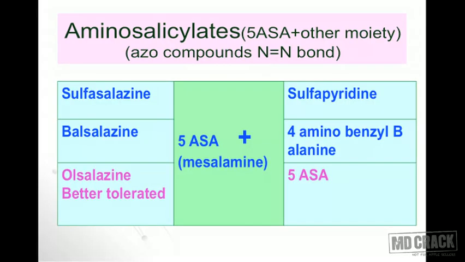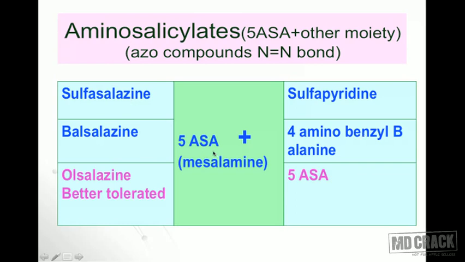Let's have a look at this table. What are the compounds which are used? The first column is showing you sulfasalazine, then balsalazine and olsalazine. And I've written here olsalazine is the better tolerated agent out of these three agents. What is shown in the second and third column is this sulfasalazine is going to reach the colon and is going to get broken down into two substances. Same way for balsalazine and olsalazine. So what I am going to show in the second and third column is what are these two moieties which are released in the colon.